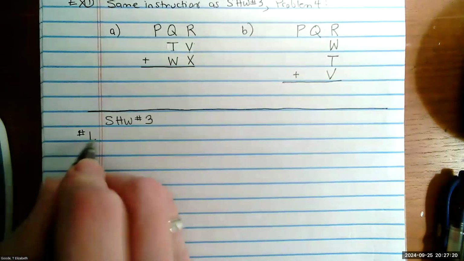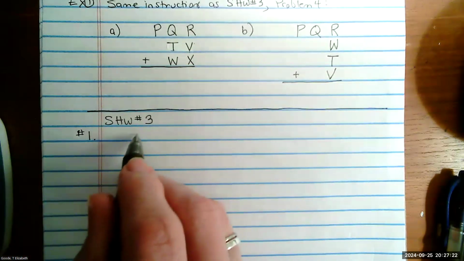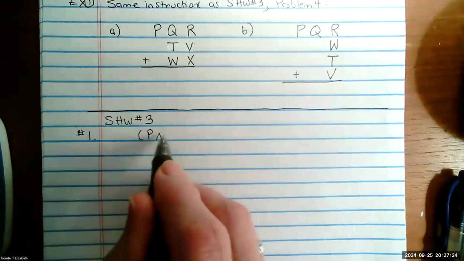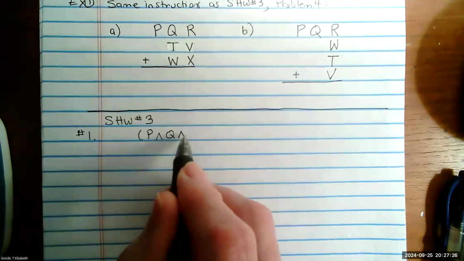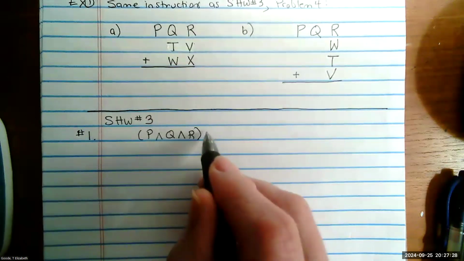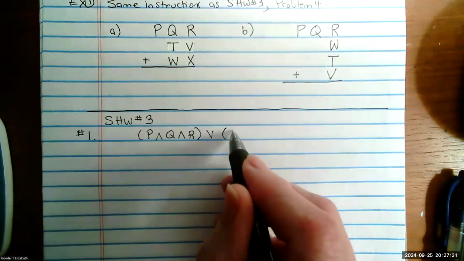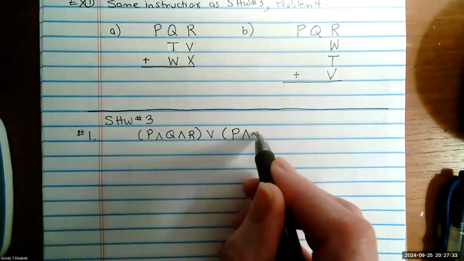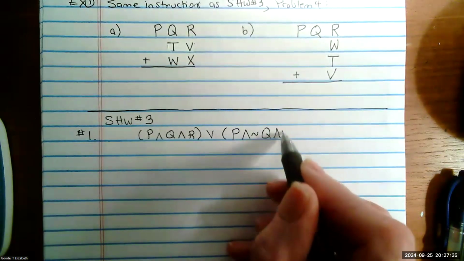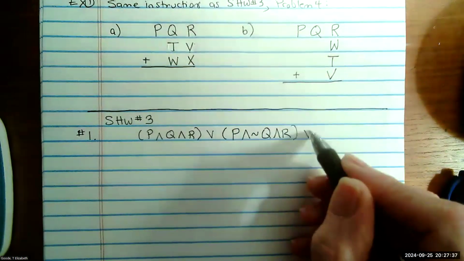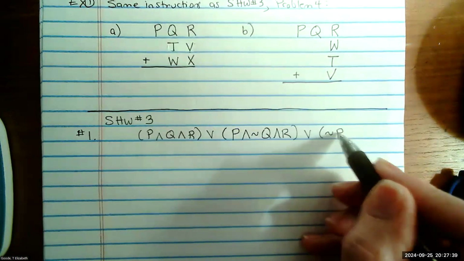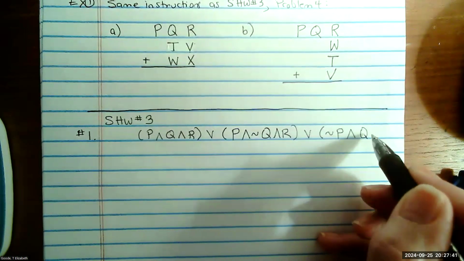Okay, that sounds good. Because I had almost the same question. So the Boolean expression is this. It's P and Q and R, or P and not Q and R, or not P and Q and not R, excuse me.